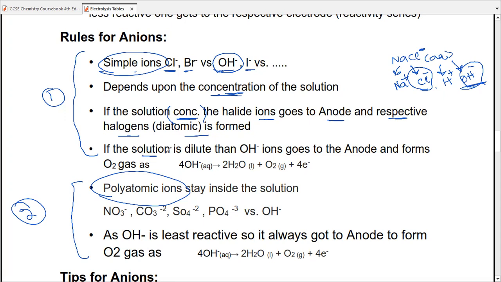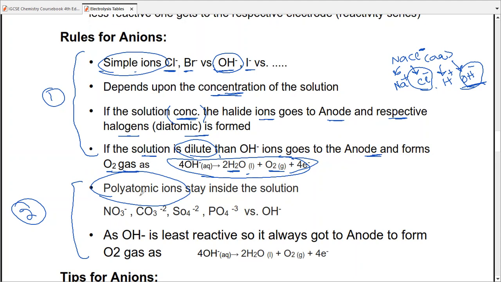If the solution is not concentrated, the word dilute must be mentioned with it. Then OH negative ions, since they are so high in concentration, since dilute means very less amount of salt is used and a very good amount of water is there. So there are so many OH negative ions that they succeed in going to the anode and forming oxygen gas through this equation. This is the second equation that you are supposed to memorize. Okay, the first one was for hydrogen, this one is for hydroxide ions. Water, since it was a part of the system, we don't consider it as a new product. Oxygen gas is considered as the product over here.